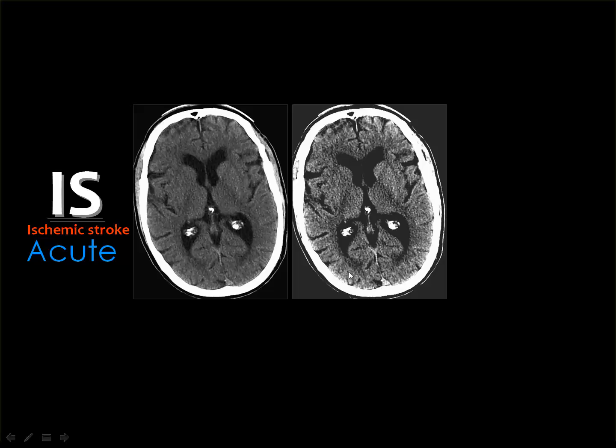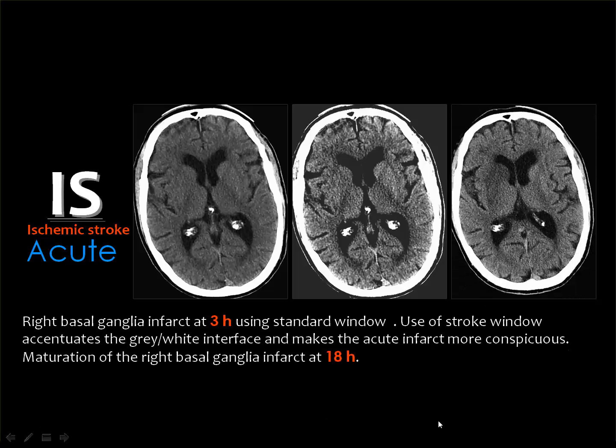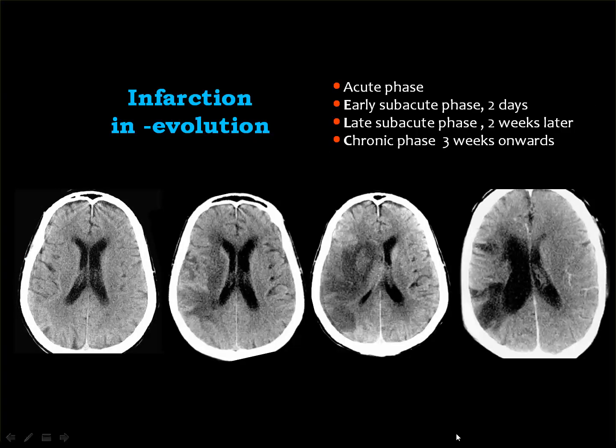And this window may help you to predict the site of the infarction. And here you see the basal ganglia, but here you see masking or fogging of the basal ganglia, and the infarction has developed 18 hours after the first examination.